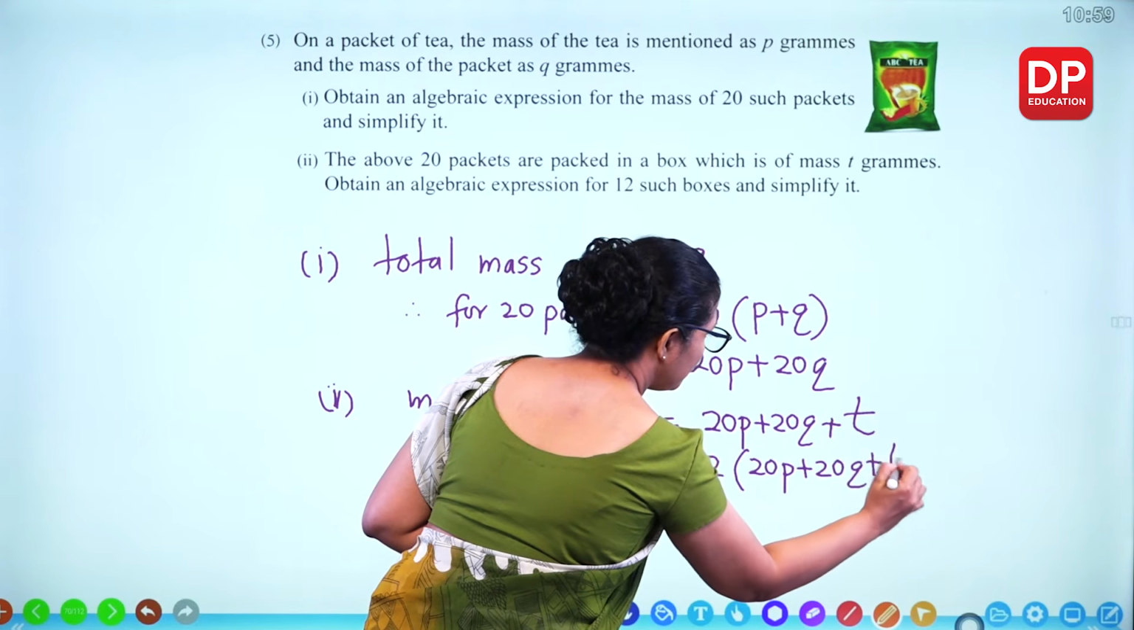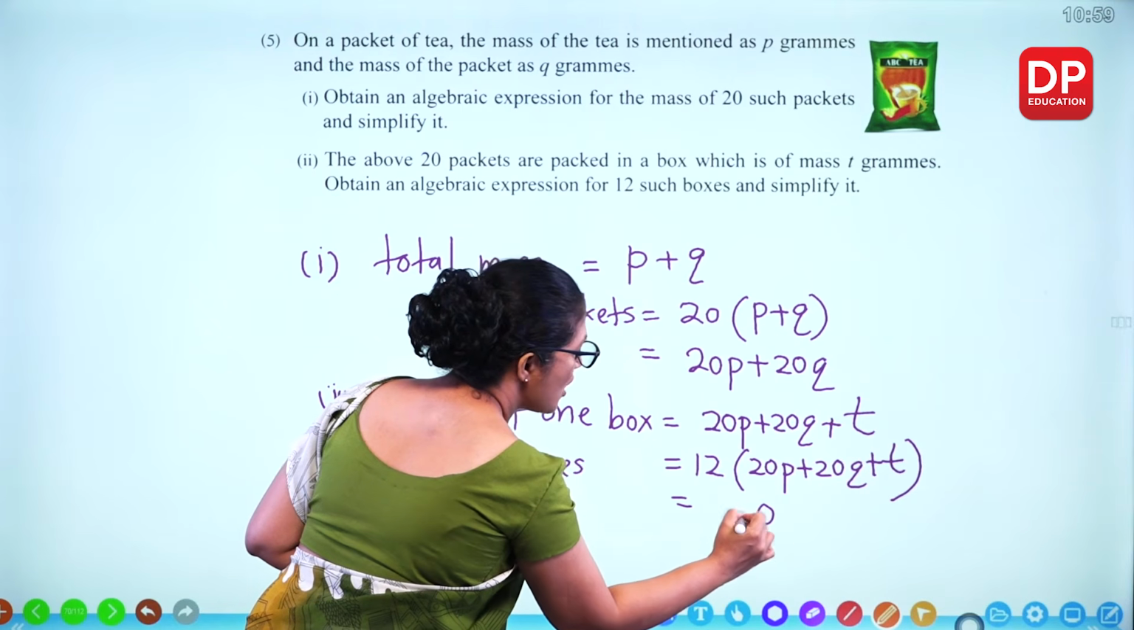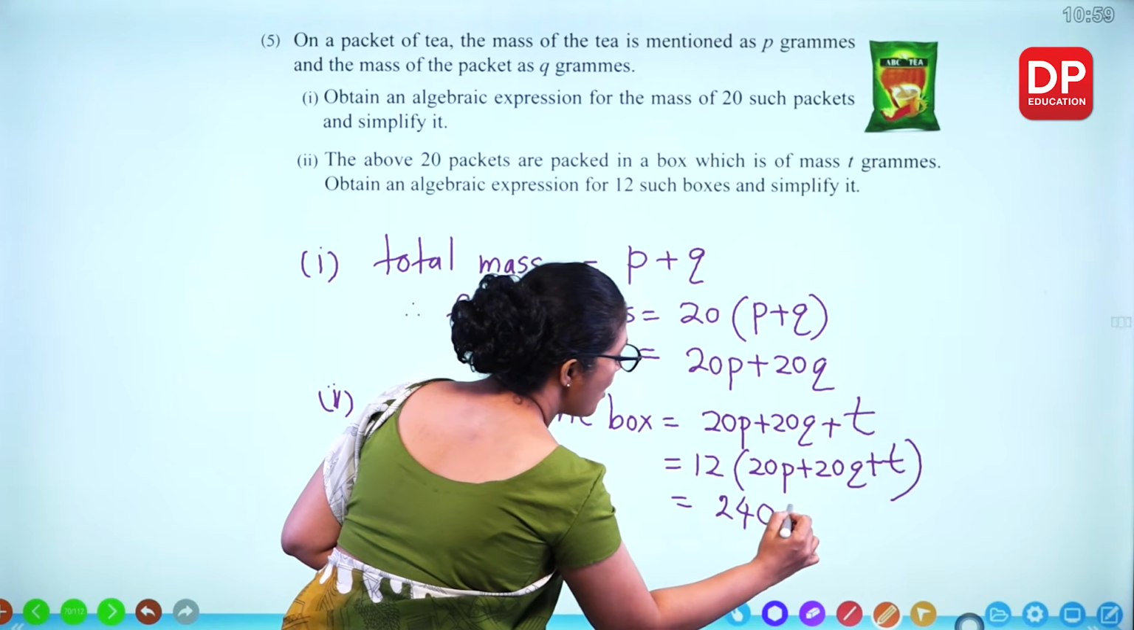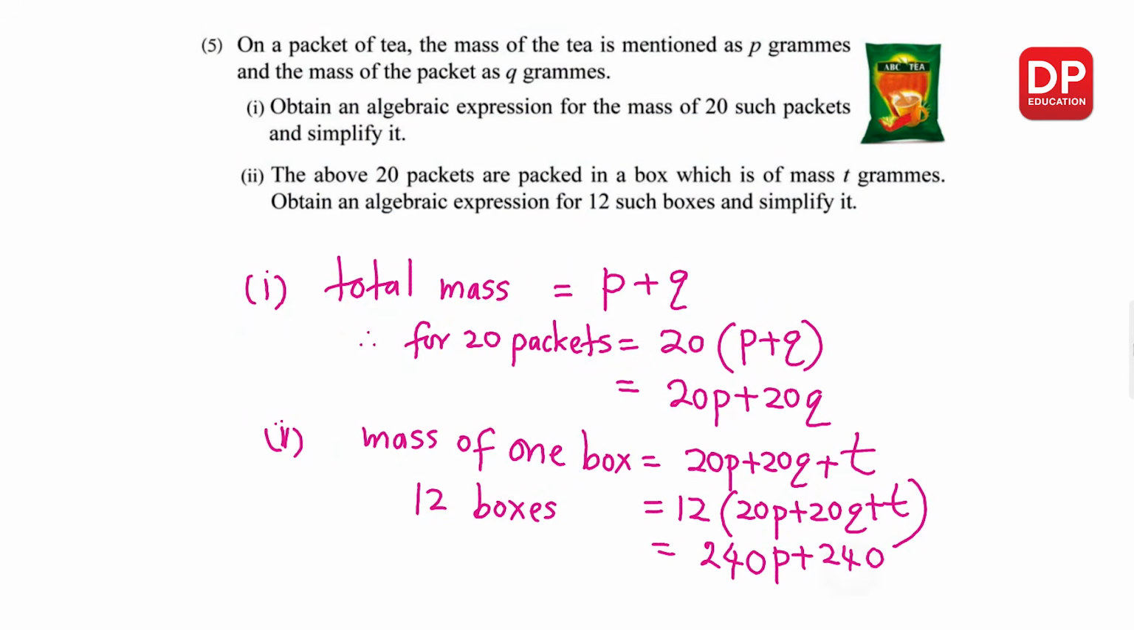Multiply by 2, 2 times 2, 4. 2 times 240p. Multiplied by 2, same thing. 240q plus 12t.